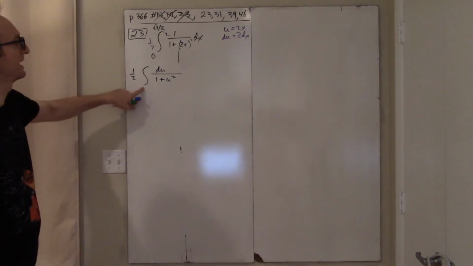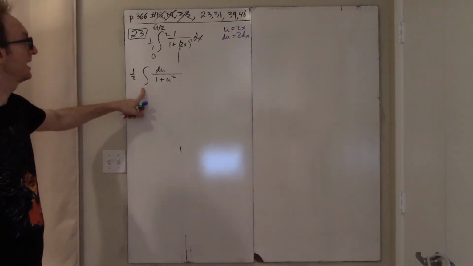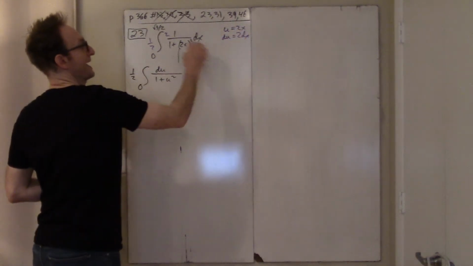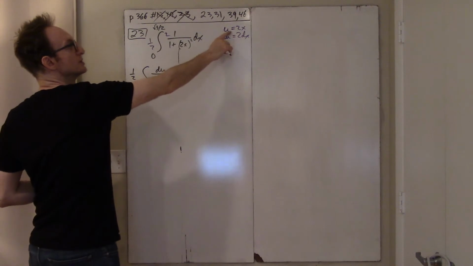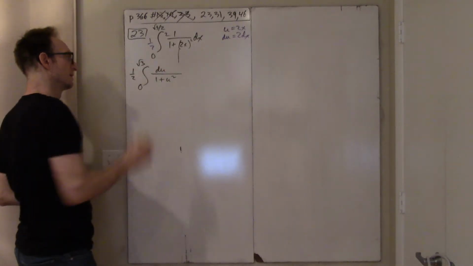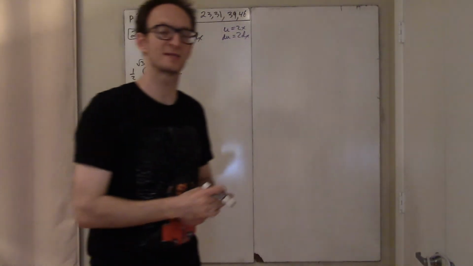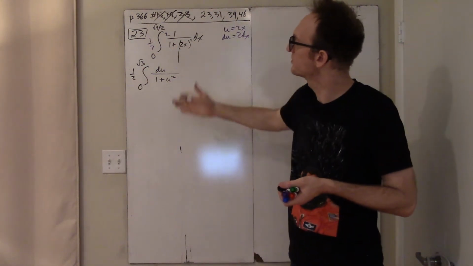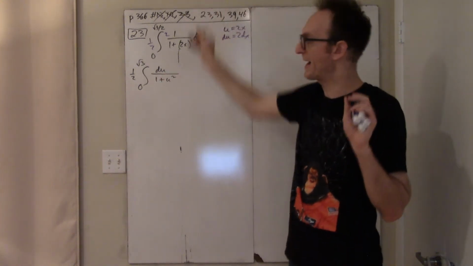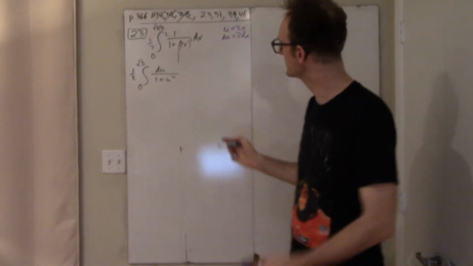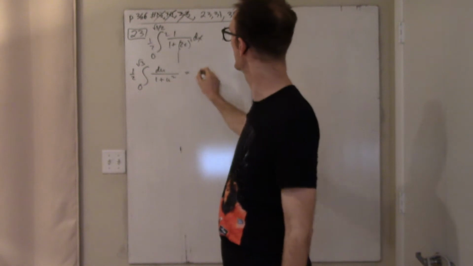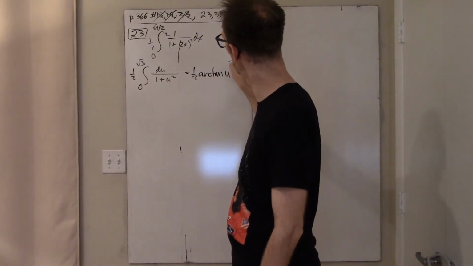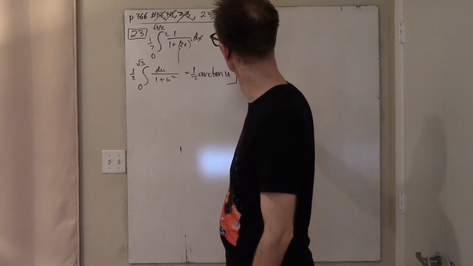And now I need to change my limits of integration. So when x is 0, u is 0, and when x is root 3 over 2, u is just double that, so this is just root 3. The beautiful thing about integration by substitution is that you have this new integral, and you don't look back. I just now do this integral. And actually, what is this integral? Well, that's just arctan. So this is 1/2 arctan u, evaluated at root 3 and 0.